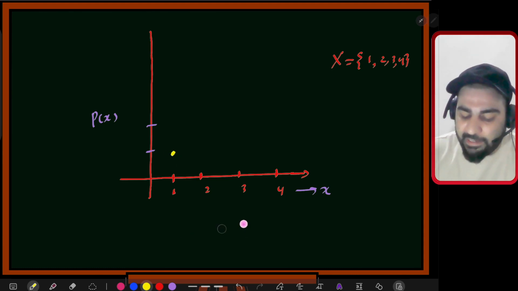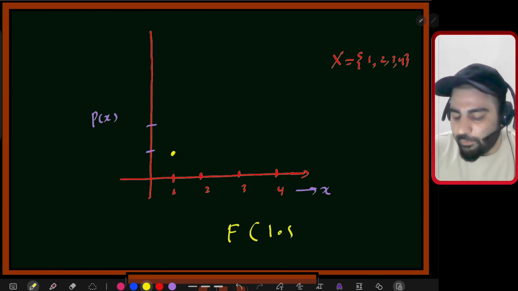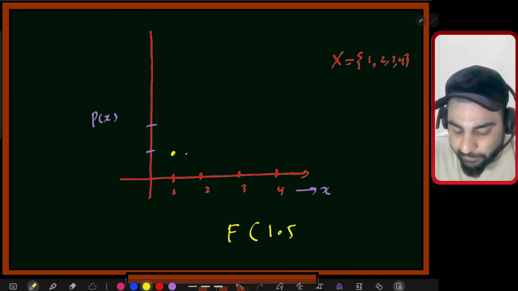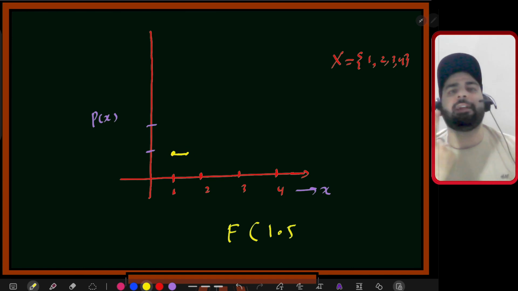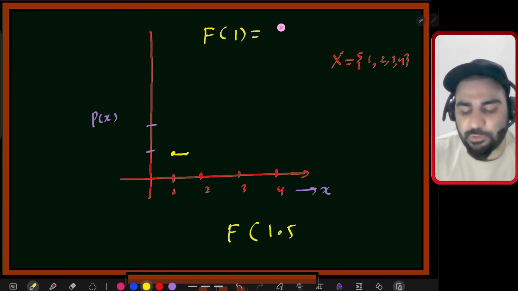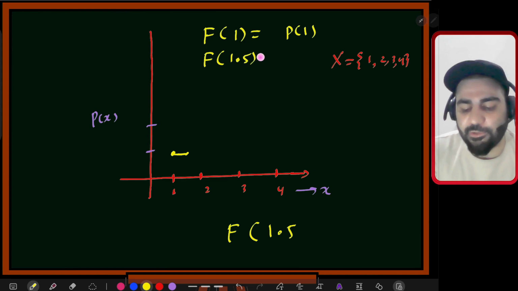Okay, what if I write F of 1.5? It does not take any value except 1 up to 1.5, so still F of 1.5 will take the value of 1, because there is only one value involved. F of 1 was equal to the probability of 1. If I write F of 1.5, this is basically equal to the probability of 1.